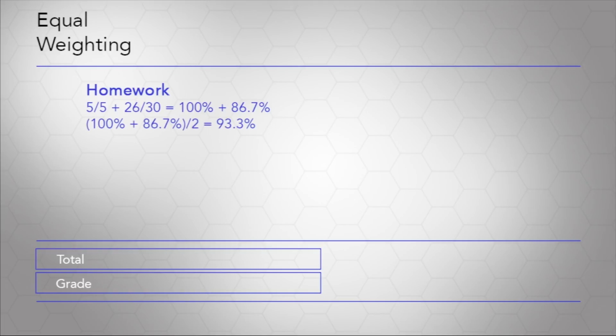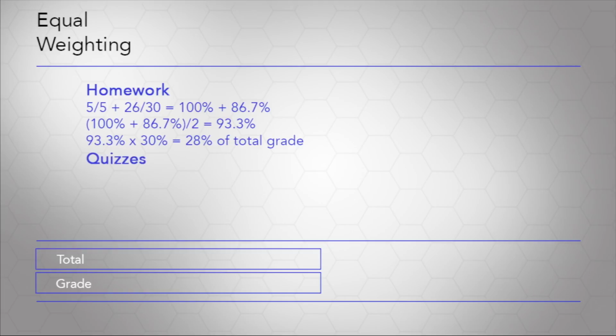So 100% plus 86.7% divided by 2 is 93.35%. Now we want to weight homework, remember 30%, so let's multiply that by 30%. 93.35% times 30% gives us 28%. So overall in homework, the student got 28% to their total grade.